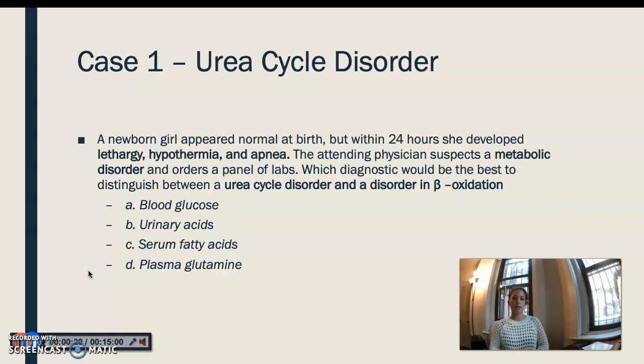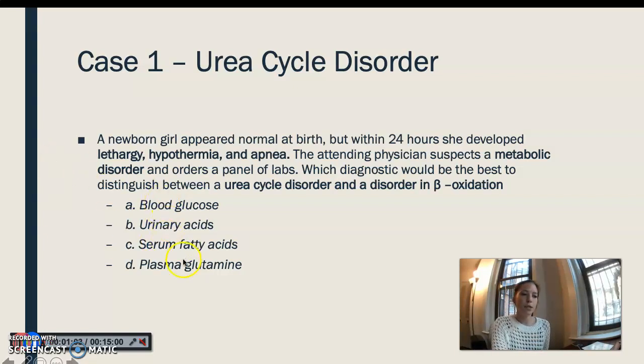So for case 1, urea cycle disorder, the first thing the doctor wants to figure out is whether this baby is suffering from a urea cycle disorder or a disorder involving beta oxidation. In order to figure this out, they should order a panel of labs that includes the patient's plasma glutamine levels. Urea cycle disorders are associated with elevated levels of ammonia, and plasma glutamine levels are rarely ever normal in the setting of hyperammonemia. For this reason, an elevated level of plasma glutamine would suggest an elevated amount of ammonia, which would be telling of a urea cycle disorder, and not a beta oxidation disorder.